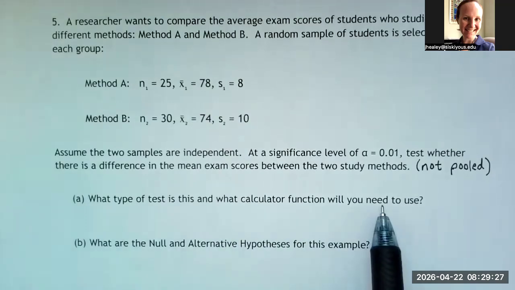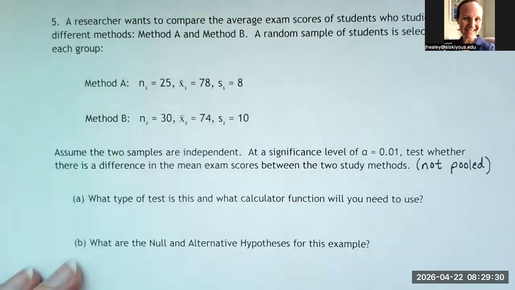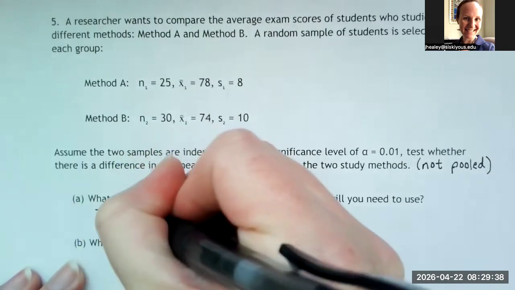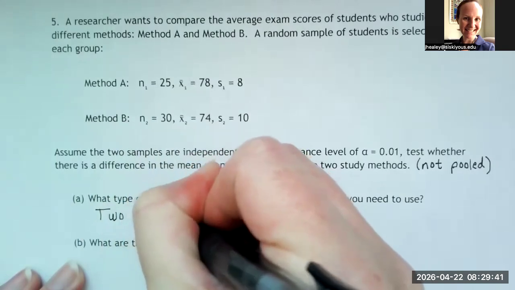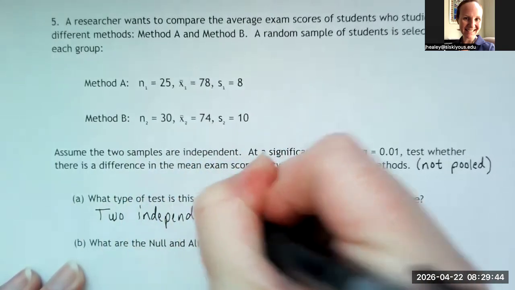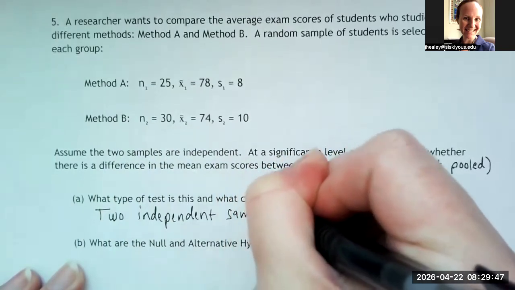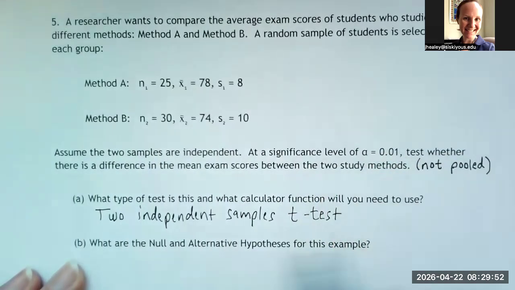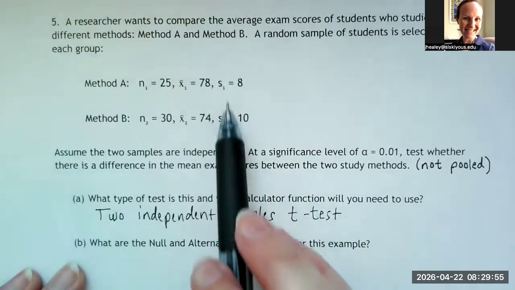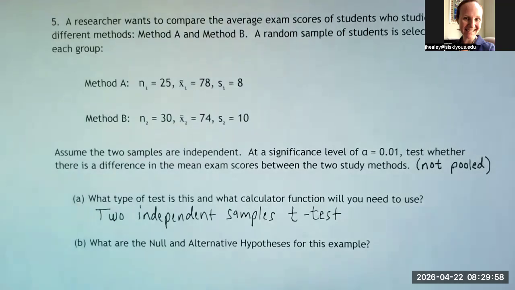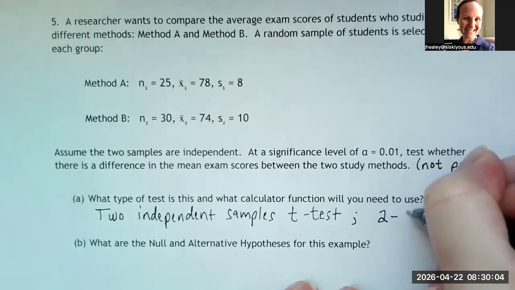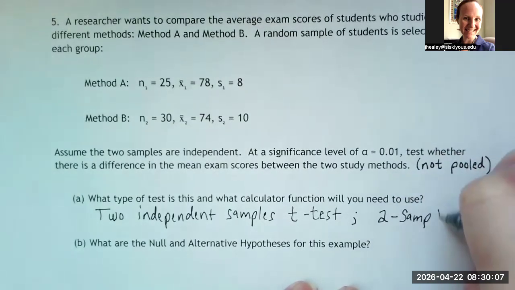So the type of test we're going to call this is independent samples, or we could actually say that it's a two independent samples t-test. And it's going to be a t-test again because these are sample standard deviations and not population standard deviations. In terms of what we're looking for in the calculator, it's going to say 2-SampTTest.